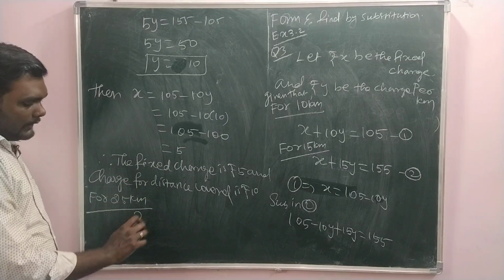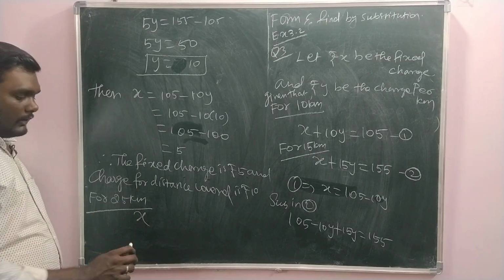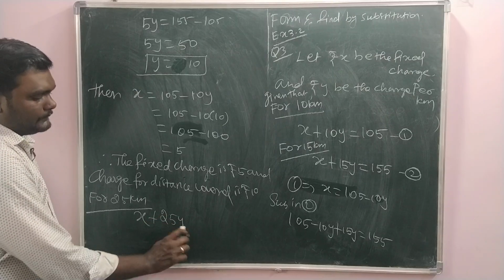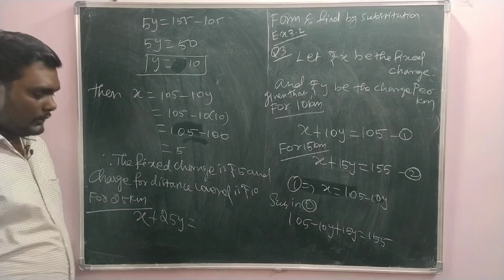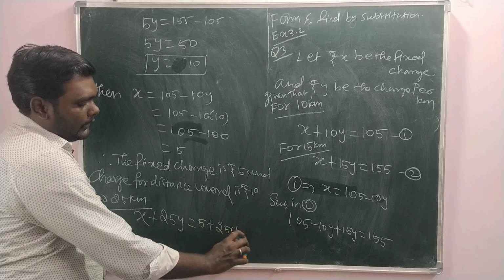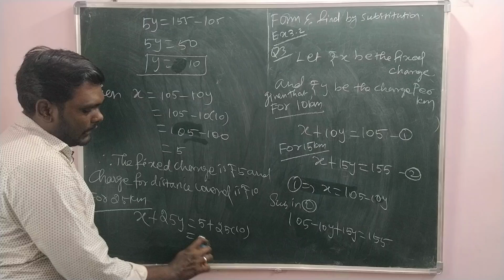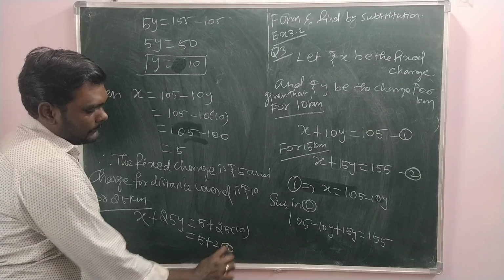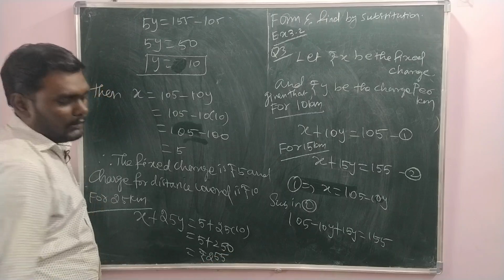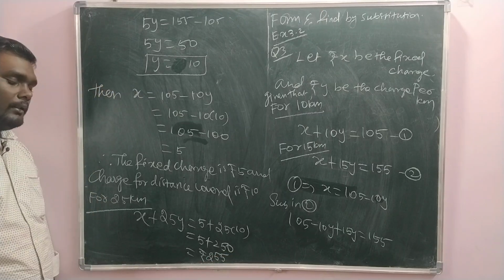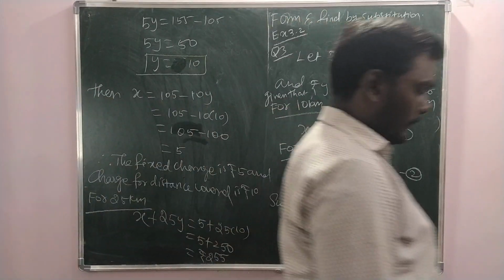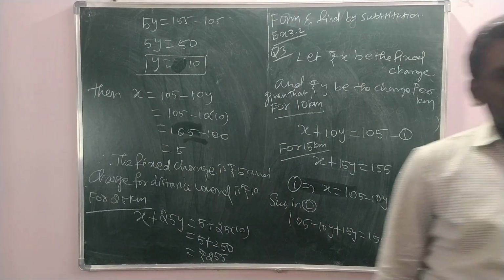As per the context, X rupees we have to pay as a fixed charge and 25Y. We have to find the value of this. X is 5 rupees we found, and 25 into Y, which is 10. So we have 5 plus 250, that equals rupees 255. At last, therefore, for 25 km, we have to pay rupees 255. That is it.